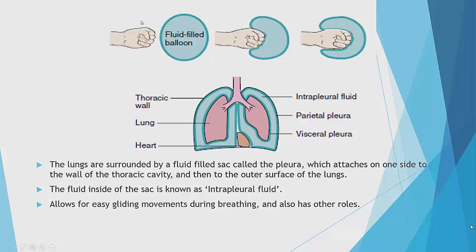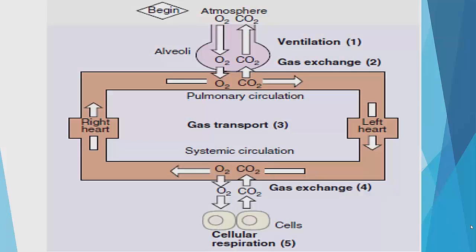So the easiest way to imagine this is to imagine the lungs as the hand here, and the pleura as this fluid-filled balloon. As you push the hand into the balloon, it surrounds it and you can imagine it attaching to both sides, causing it to be around. Inside of the sac, there's a fluid known as the intrapleural fluid, and pretty much this sac, the pleura, allows for easy gliding movements during breathing, and also has other roles, as you'll learn later on.